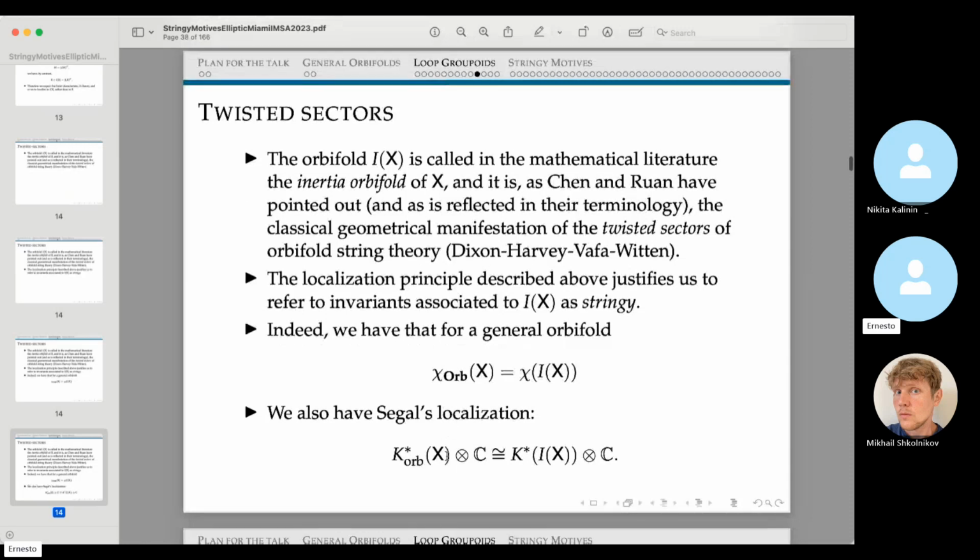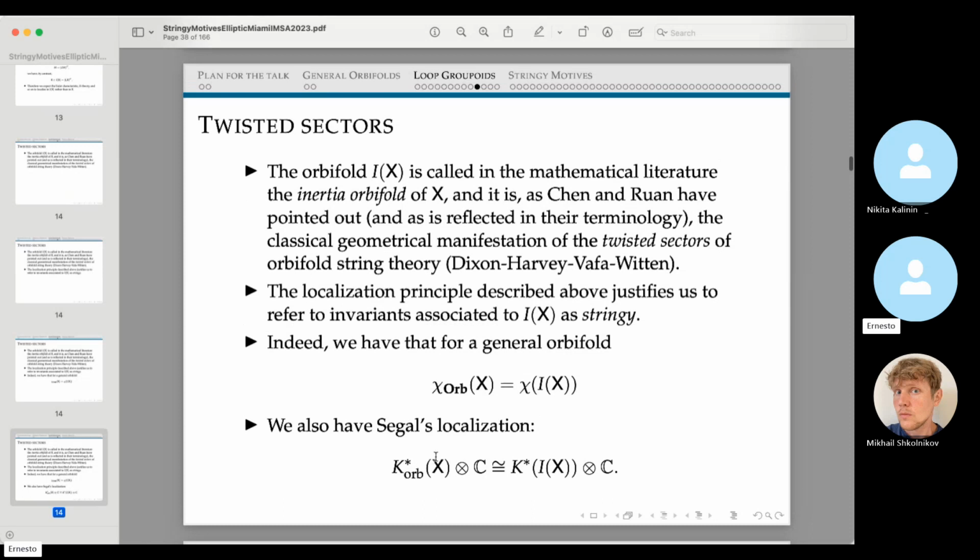Also, the orbifold K-theory, the equivariant K-theory localized with characters, thinking of this as representation theory of the groupoid, is like the class functions. The ordinary K-theory of the inertia is like the class functions. So this is an isomorphism. You see what I mean?